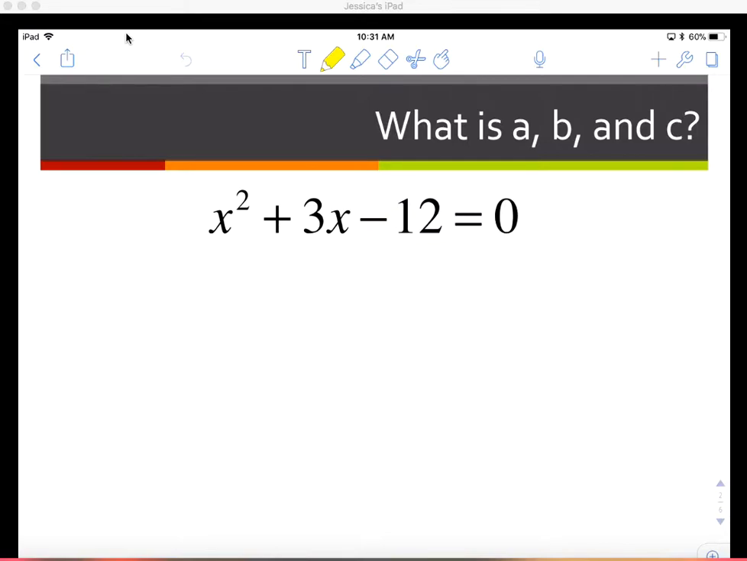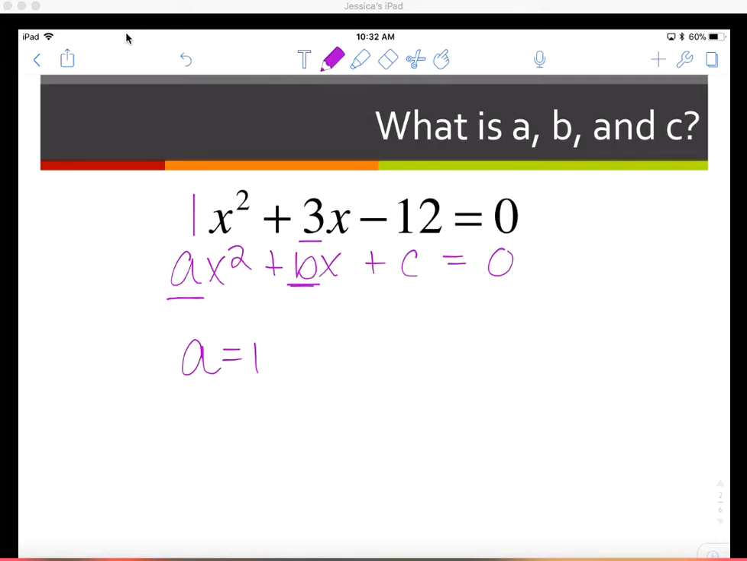If you think about standard form of a quadratic, ax squared plus bx plus c, the a value is the number in front of x squared. In this case, there's an imaginary 1 in front of x squared, so your a value is 1. Your b value is the number in front of x, so in this case, b is 3. The c value is your constant, or the number that is alone. So in this example, your c value is negative 12.